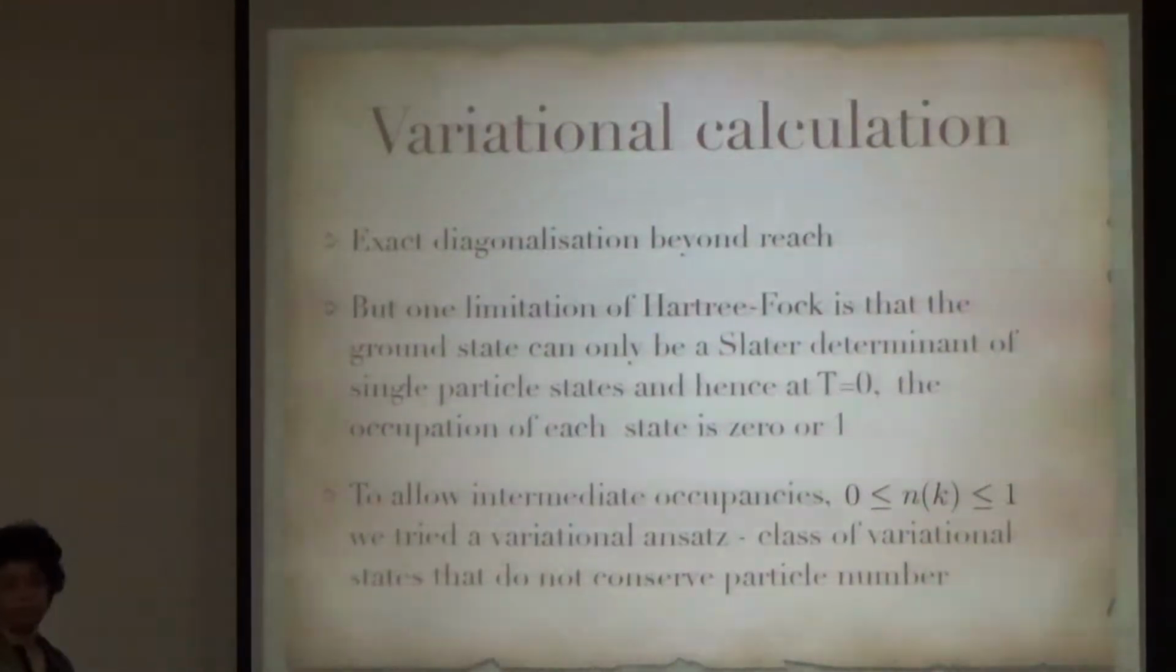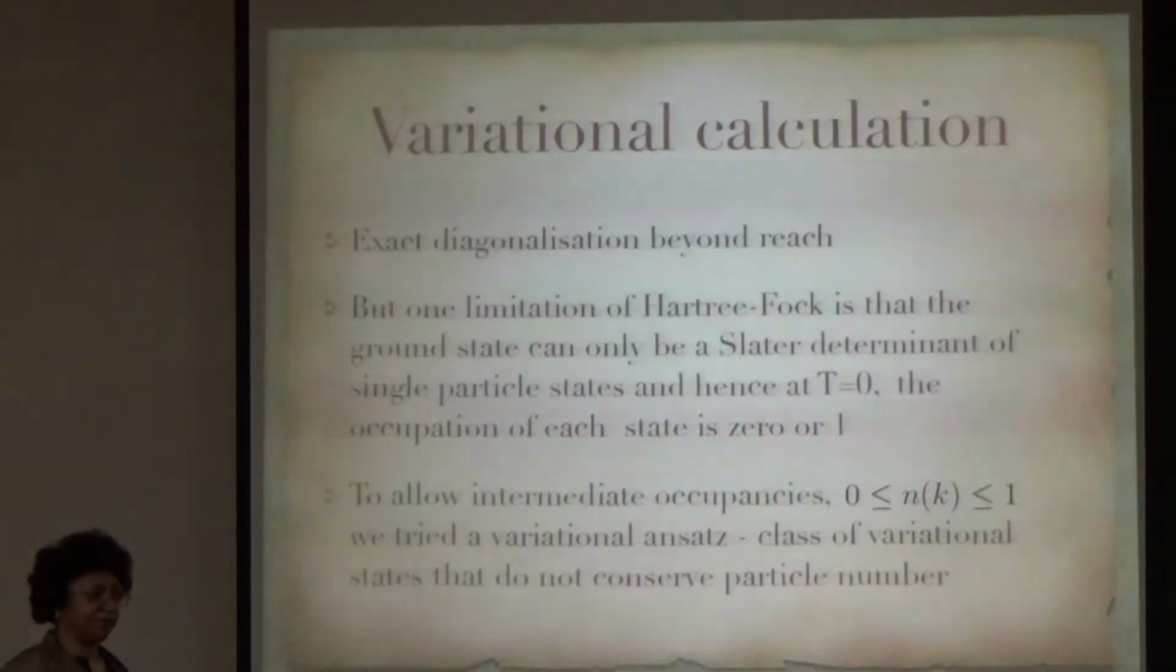We also did, since there is one problem, exact diagonalization in these kinds of systems is beyond reach even for small systems. So, we did not even attempt that. But one limitation of Hartree-Fock is that the ground state can only be a Slater determinant of single particle states. So, at T equal to 0, the occupation of each state has to be 0 or 1. To allow for intermediate occupancies, we used a variational ansatz. We used a class of variational states that do not conserve particle number.